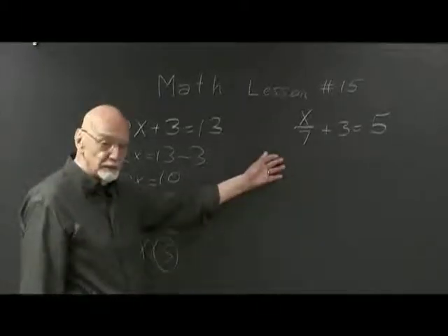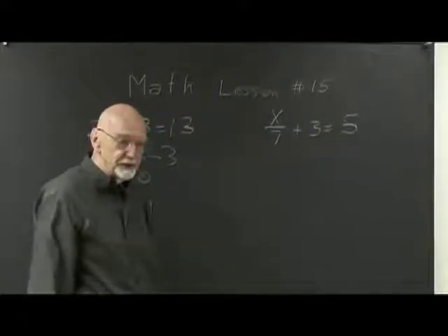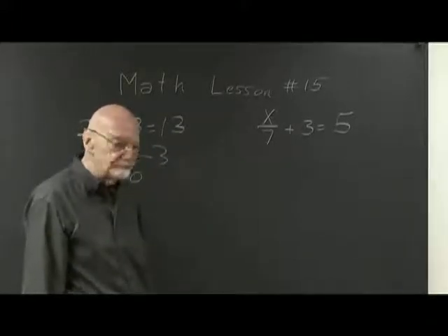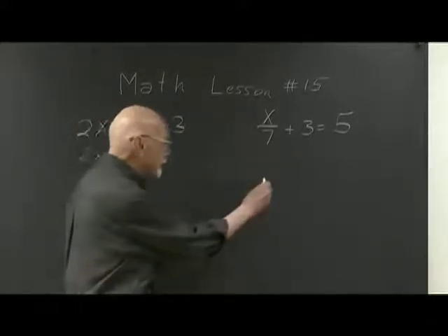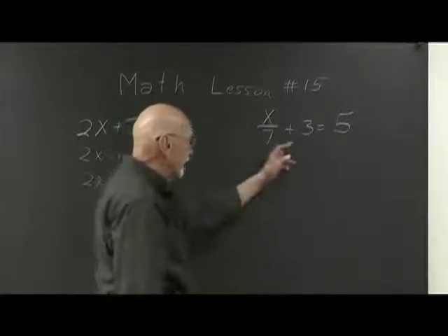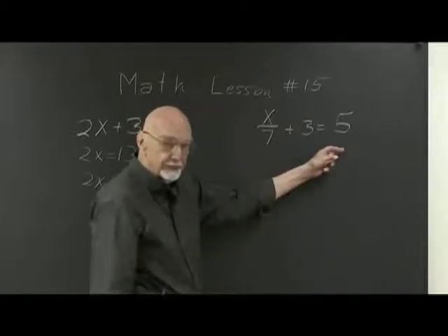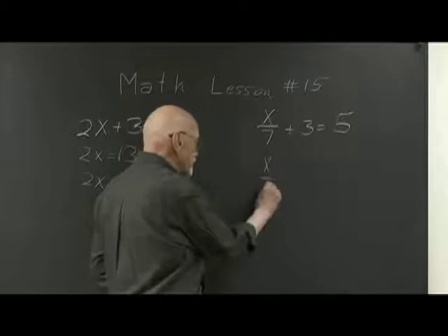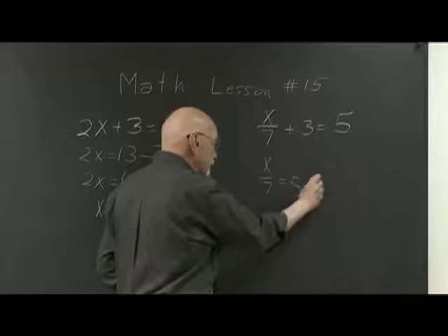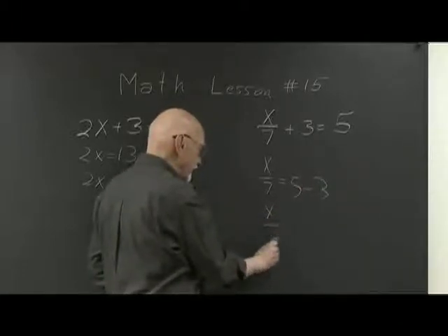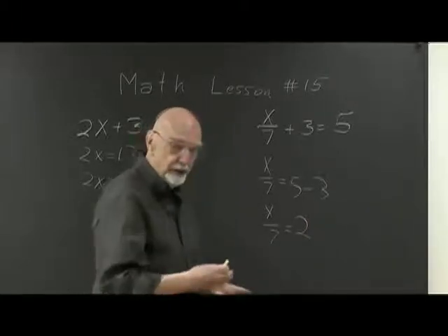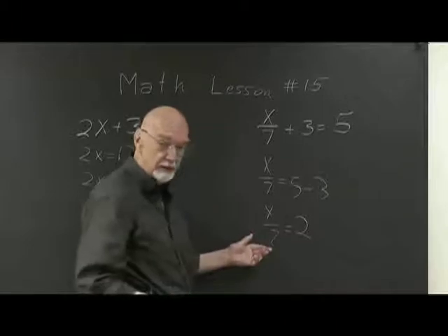Now here's one that's a little more difficult to see. The division two-step problems are probably the hardest of the two-step problems. X over 7, which of course means x divided by 7, plus 3 equals 5. Okay? X over 7 equals 5 minus 3. X over 7, therefore, equals 2. Now we've performed the first part, and we just have a one-step problem left.